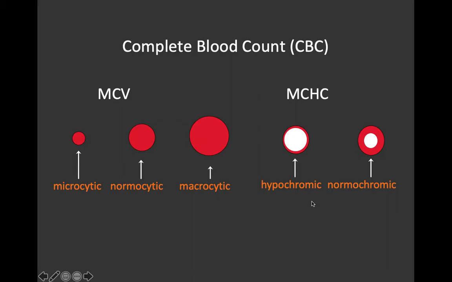If you don't have as much hemoglobin, the red blood cell isn't going to look as red. It's going to look more whitish, pinkish color, and we're going to call this hypochromic. If you're looking at a normal red blood cell, because it's that biconcave disc in the middle, it almost looks whitish if you're looking at it face on, and this would be normochromic.